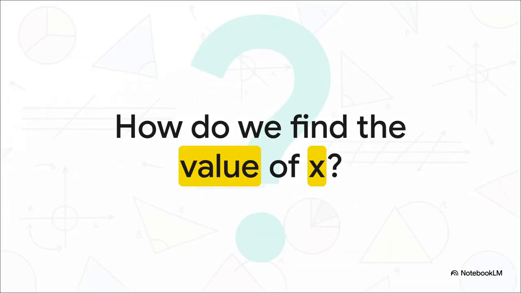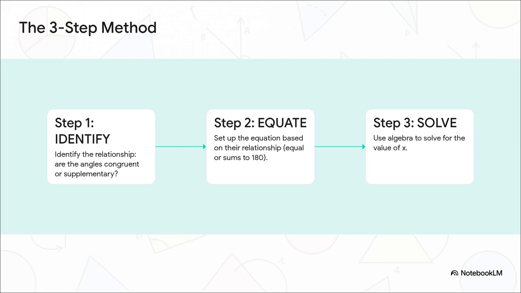So, picture this. You get a problem that looks like this. You've got parallel lines, a transversal, and these 2 angles with algebraic expressions. Your first thought might be, where do we even begin? Well, it's actually easier than it looks. There's a super simple 3-step method that works every time.